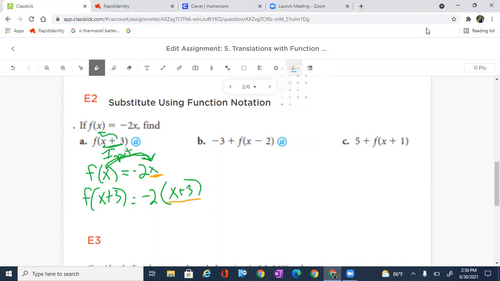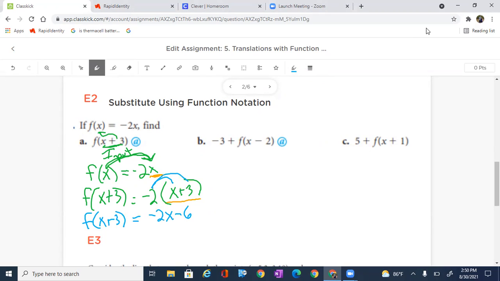Now let's go ahead and clean it up. I've got f of x plus 3, meaning I take x plus 3, I've put it into the equation, and I am going to distribute that negative 2. So negative 2x, negative 2 times 3 is negative 6. So we would have negative 2x minus 6.